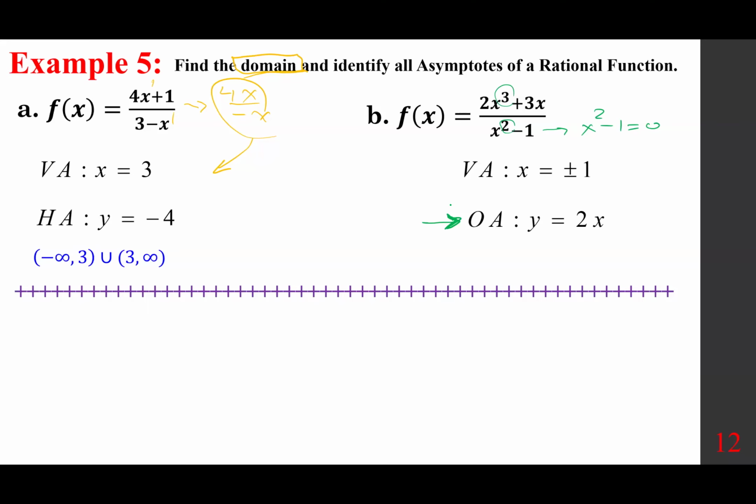And what about the domain? Well, x is plus minus 1 is the vertical asymptote. Everything except those two numbers. How do you write it? Minus infinity to minus 1, union -1 to 1, union 1 to infinity. That's how we write it.